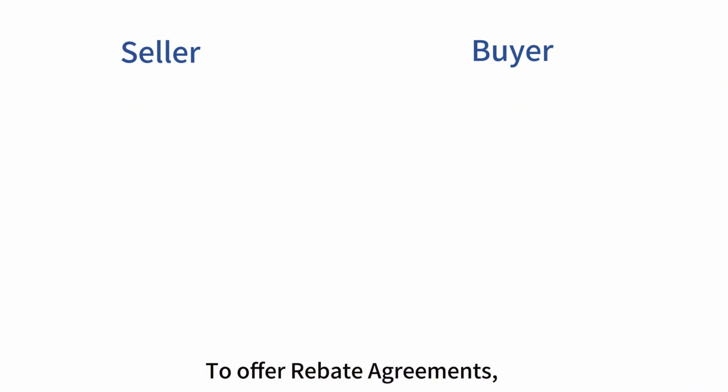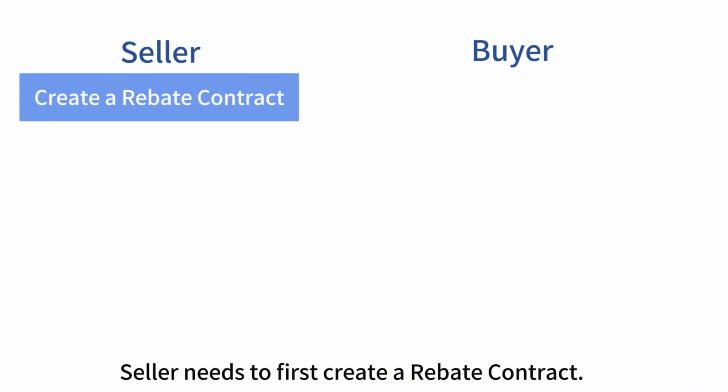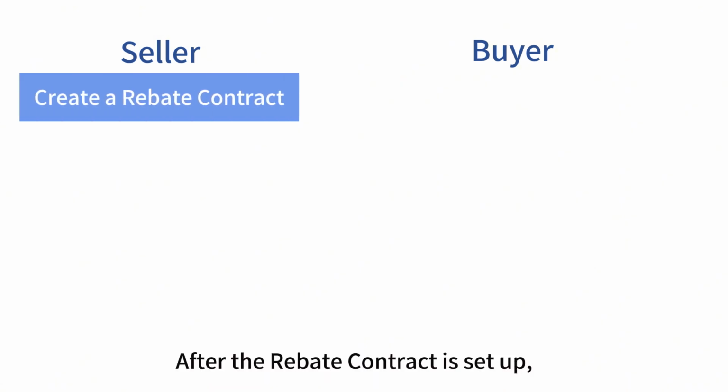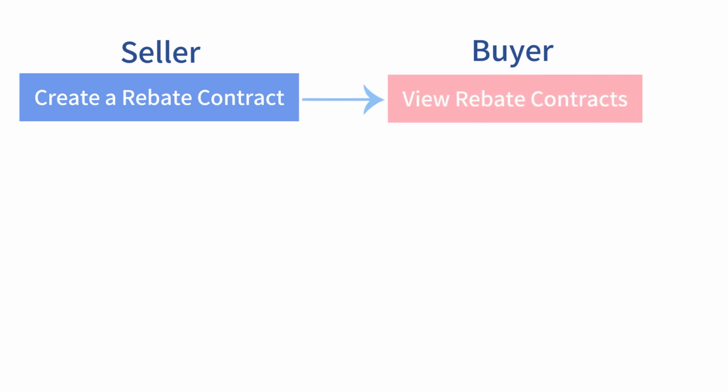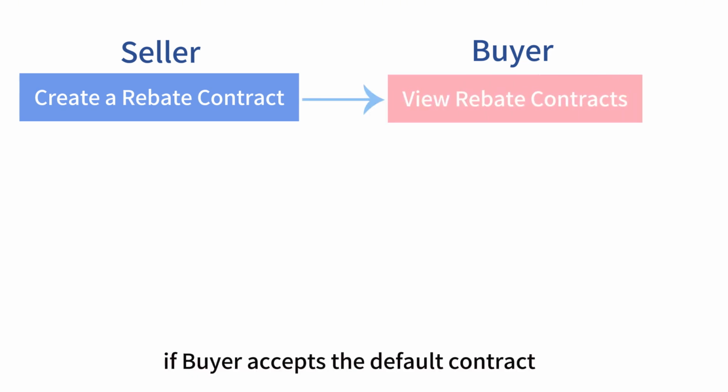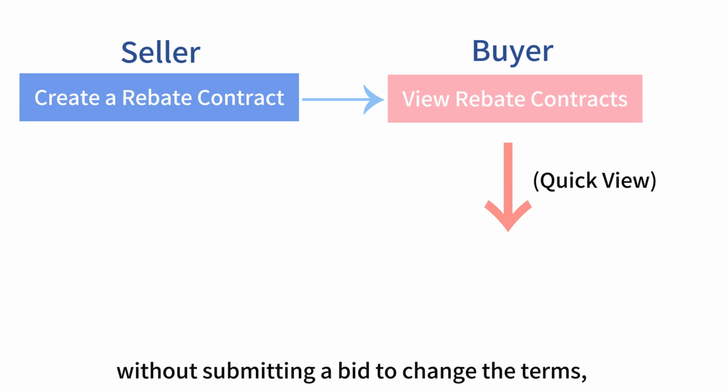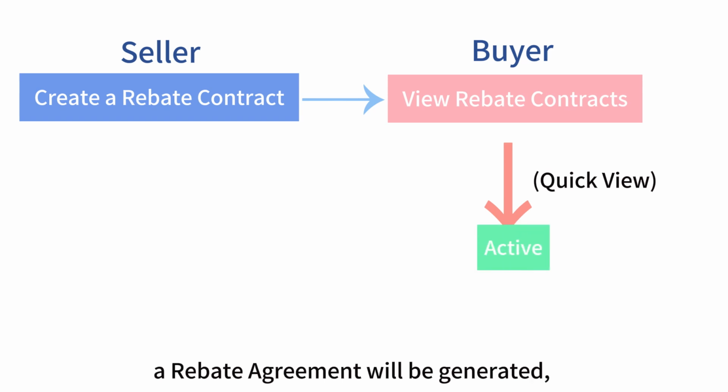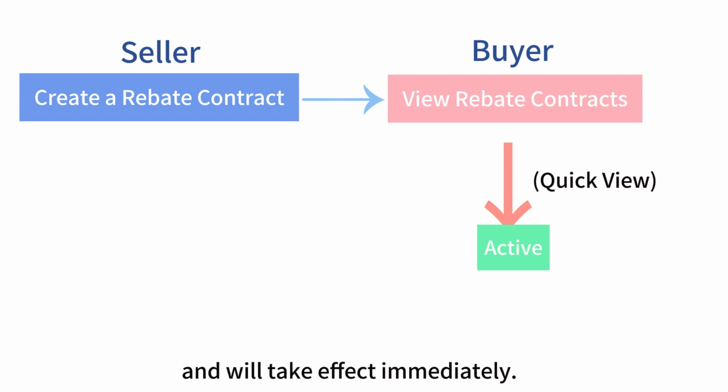To offer rebate agreements, the seller needs to first create a rebate contract. After the rebate contract is set up, if the buyer accepts the default contract without submitting a bid to change the terms, a rebate agreement will be generated and will take effect immediately.